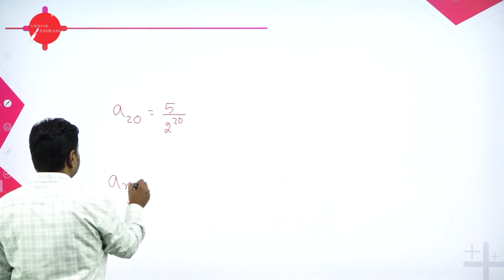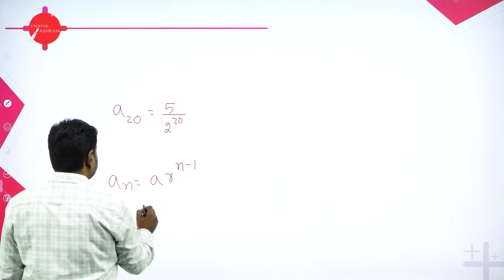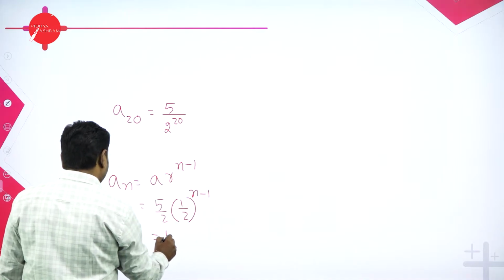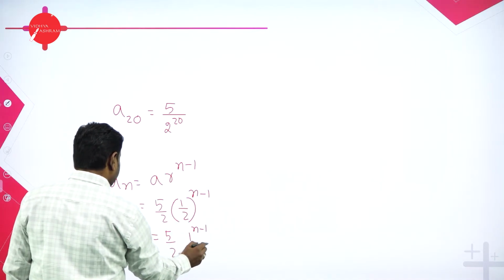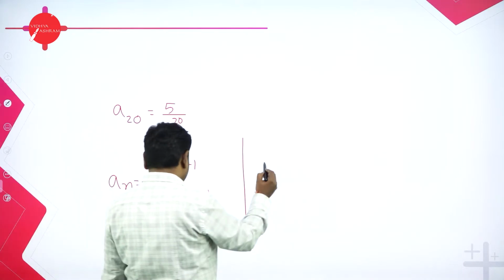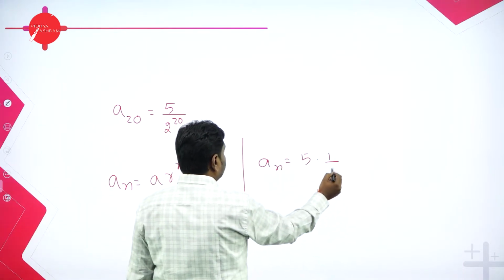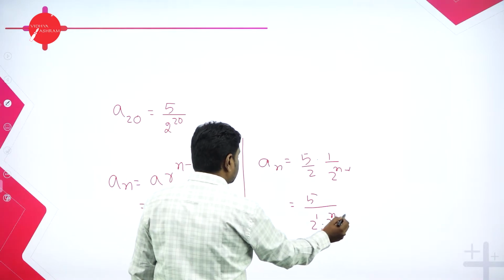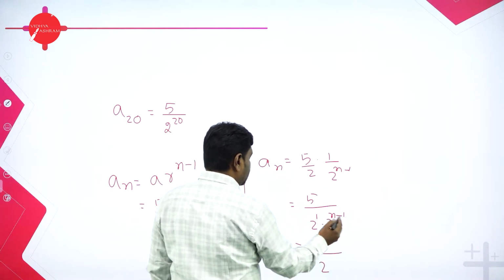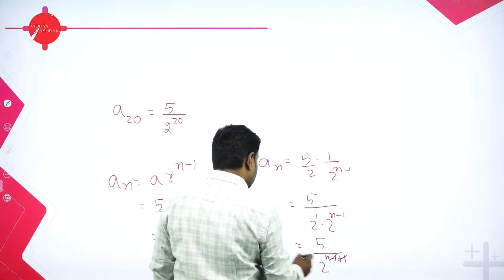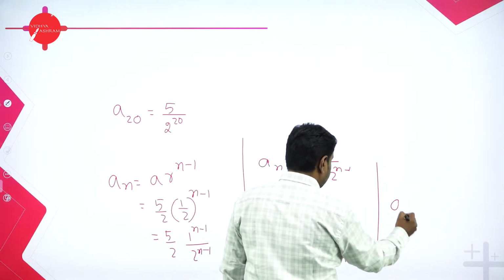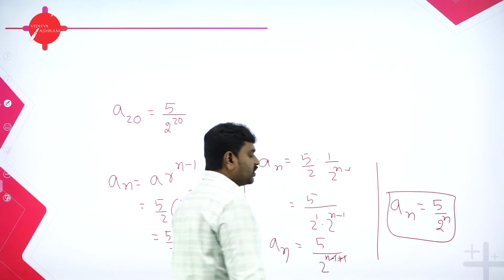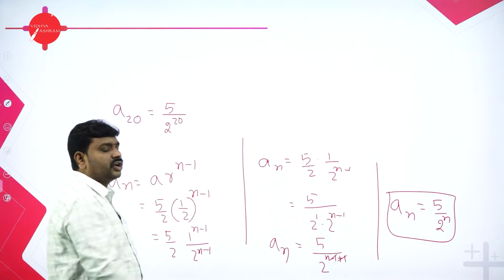So an, what is an? A into r power n minus 1. A is what? 5 by 2 into 1 by 2 power n minus 1. That is 5 by 2 into 1 power n minus 1 divided by 2 power n minus 1. You know 1 power anything is 1. So an is what? 5 into 1 by 2 power n minus 1 by 2. Law of indices: 2 power 1 into 2 power n minus 1 becomes 5 by 2 power n minus 1 plus 1. So an is equal to 5 by 2 power n. So directly you can substitute in this: A20 is 5 by 2 power 20, A15 is 5 by 2 power 15, like that.